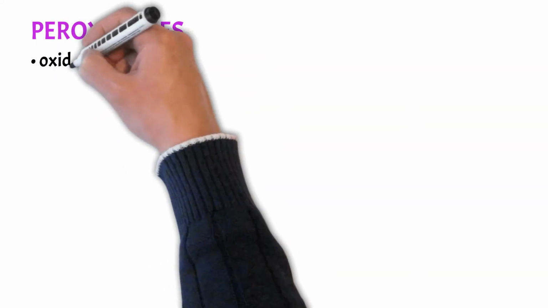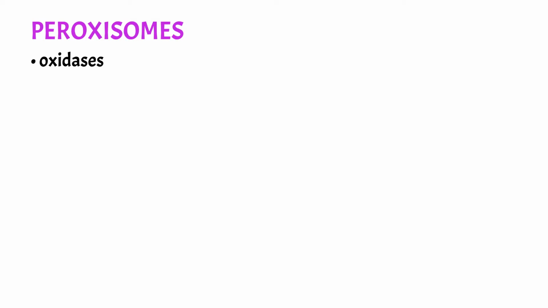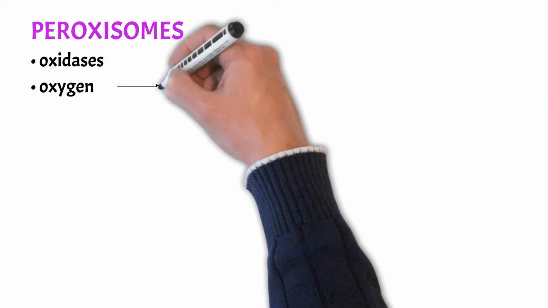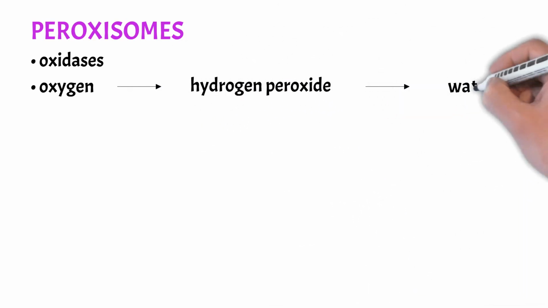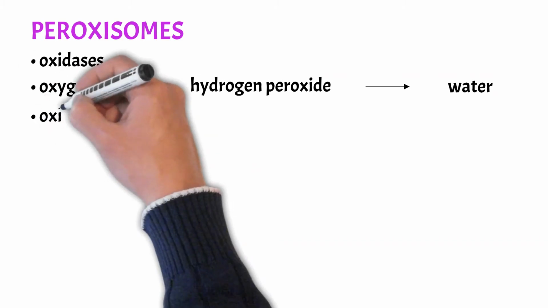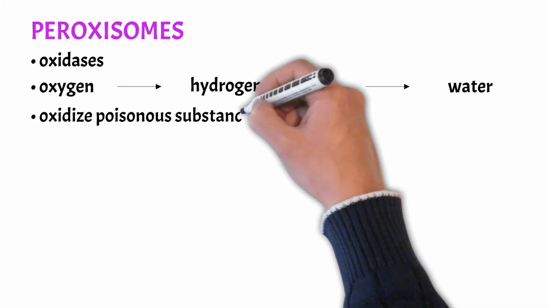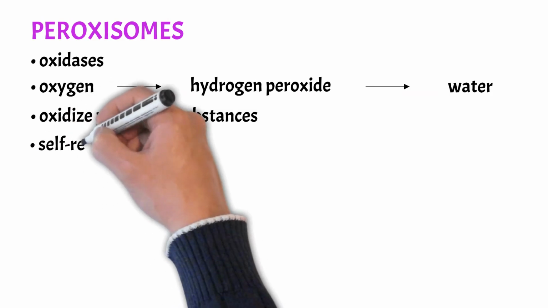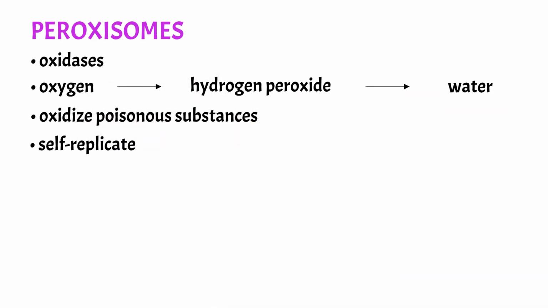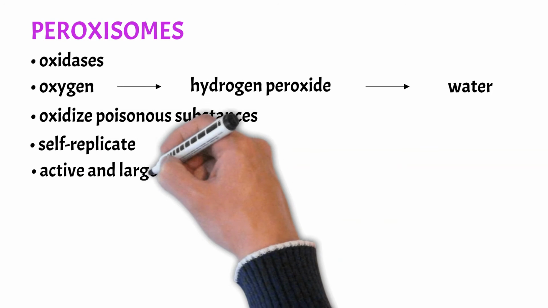Peroxisomes also have a membrane, and they contain several specific enzymes called oxidases. Oxidases are enzymes that are capable of reducing oxygen to hydrogen peroxide and hydrogen peroxide to water. They are also able to oxidize many substances that would otherwise be poisonous, like, for example, alcohol. Peroxisomes are not formed by the Golgi apparatus, but they self-replicate. They are particularly large and active in the liver.